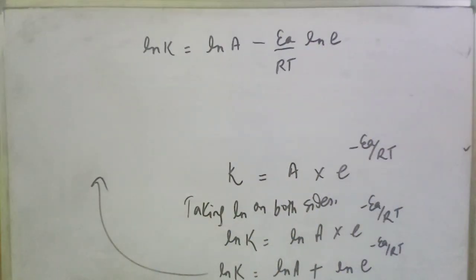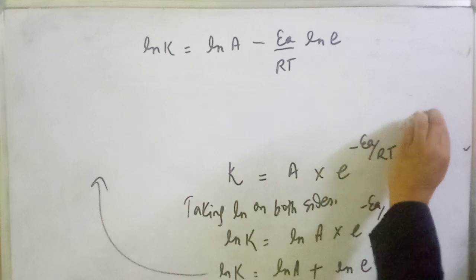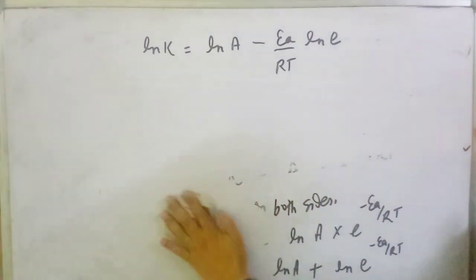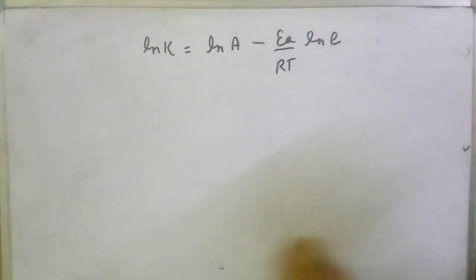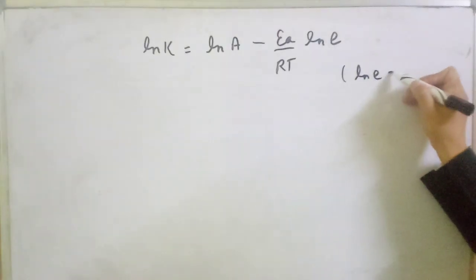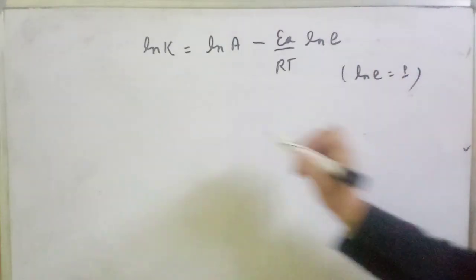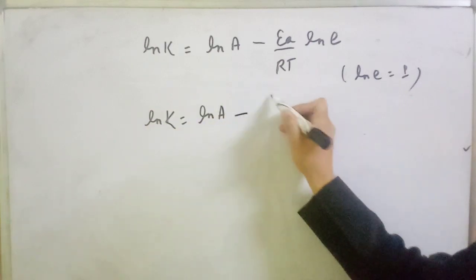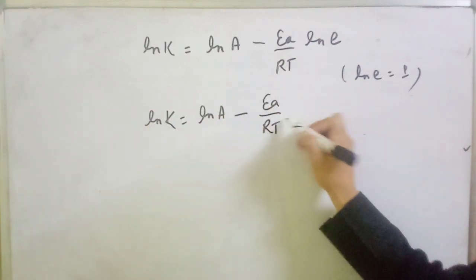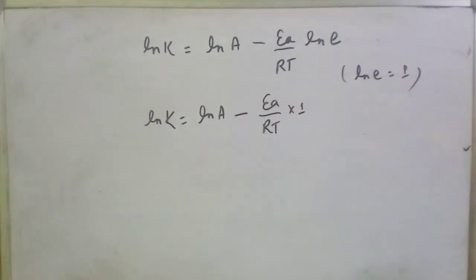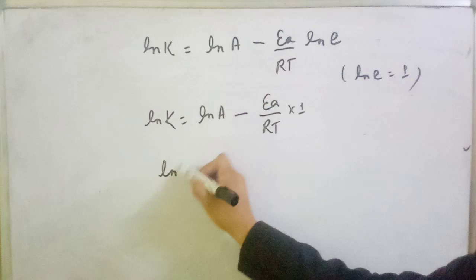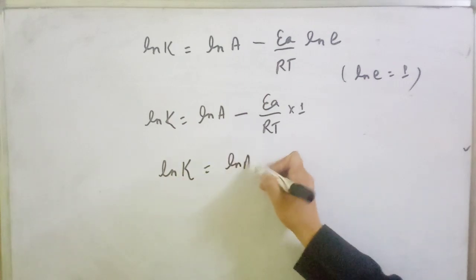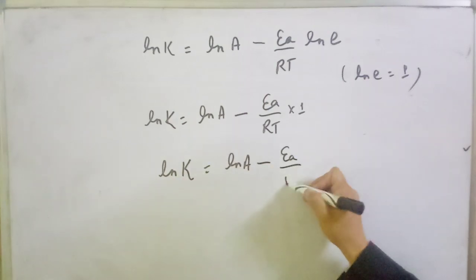Do you know the value of ln e? The value of ln e is simply 1. ln e equals 1, so you can put 1 here. So what do you get here? ln k equals ln A minus Ea upon RT multiplied by 1. So finally you get ln k equals ln A minus Ea upon RT.